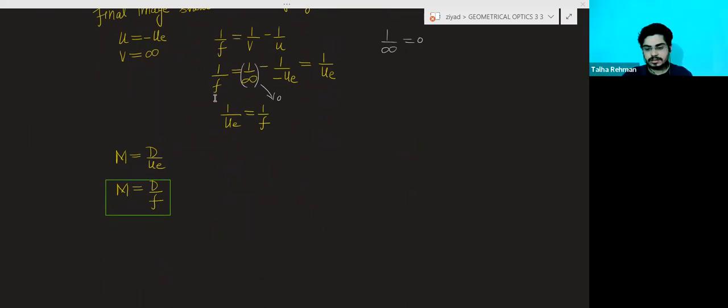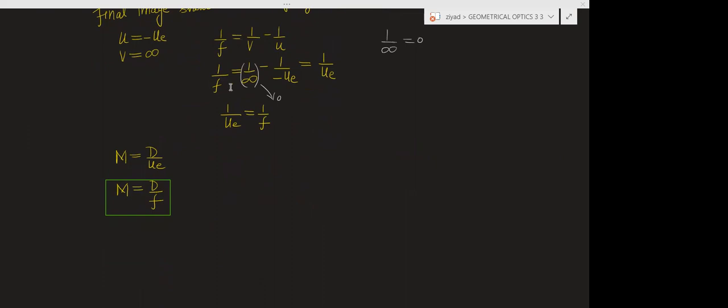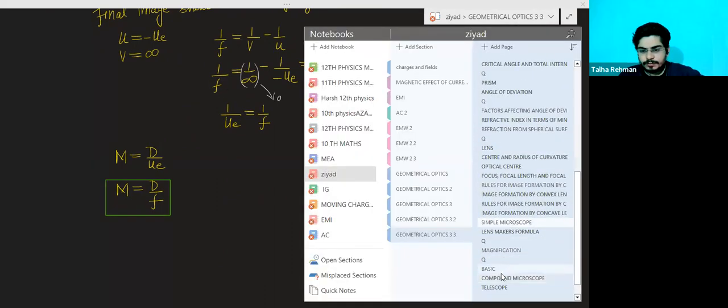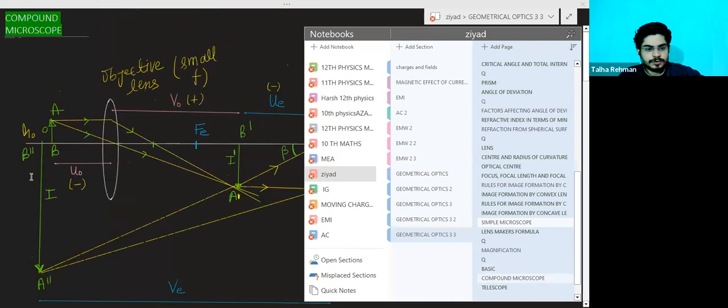Now we will discuss the compound microscope. I will draw the ray diagram also for the compound microscope. So I will not use this diagram.